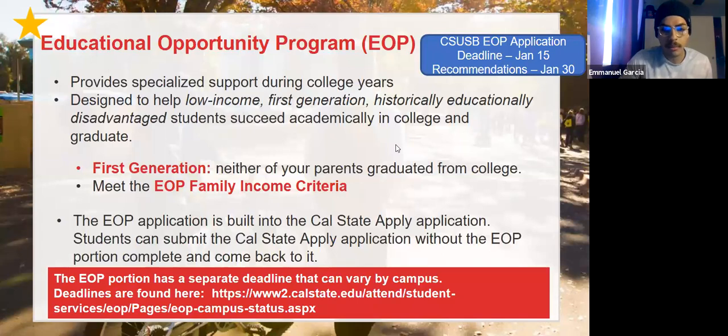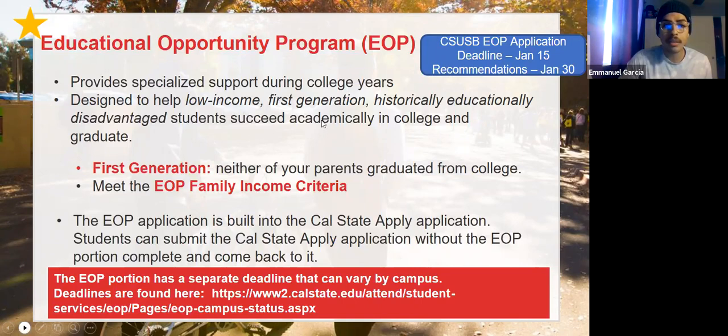So again, the EOP application is built into the Cal State Apply application. If you are interested in applying, you need to apply at the same time you're applying to the colleges. Just make sure that you follow up with each separate college campus about the deadline and when you will need to submit the recommendation letters.